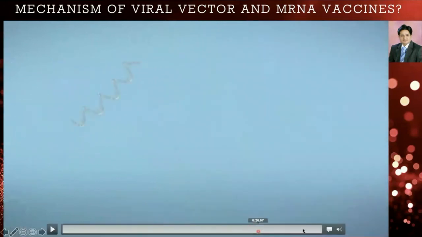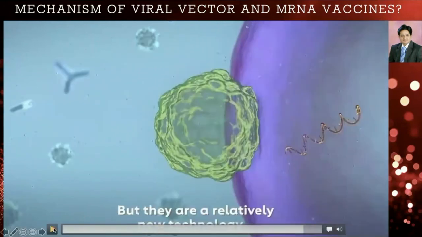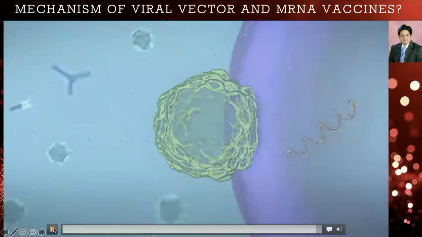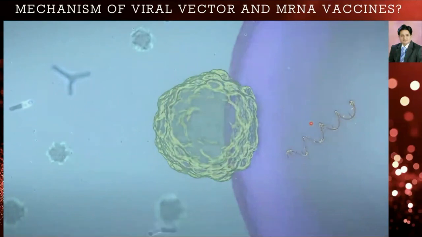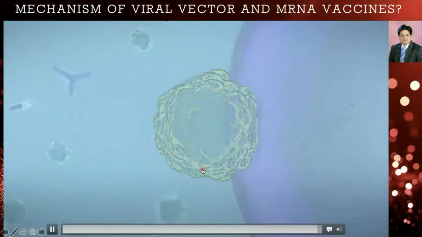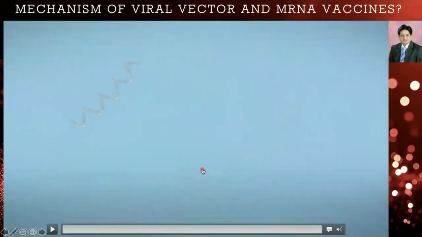Now, the cells take the mRNA instructions from the vaccines and make a harmless piece of protein called the spike protein. The immune system senses the spike protein and starts making antibodies. This helps the body to recognize and fight the real virus.